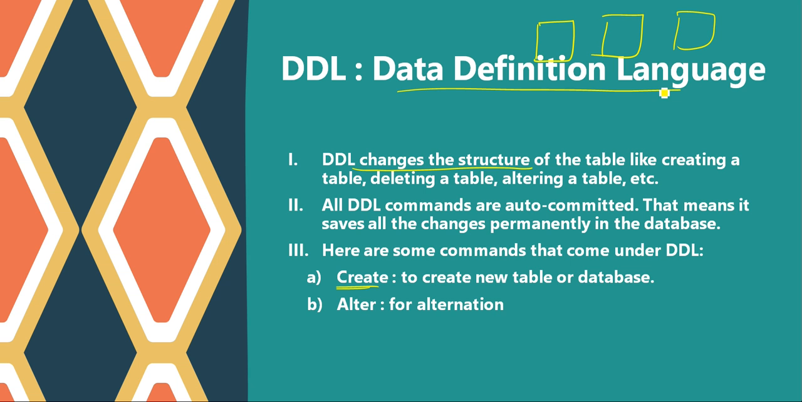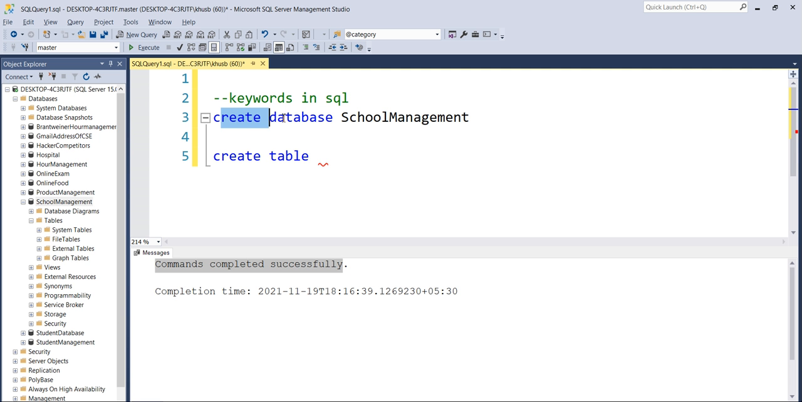The next command which is under this data definition language is alter. Alter, for alteration, means changing anything. I created a database, school management. I don't like this name, so I want to change the name. So what will I write? I will write alter. What do I want to alter? I want to alter the database name, right? So now we need to provide the new database name.